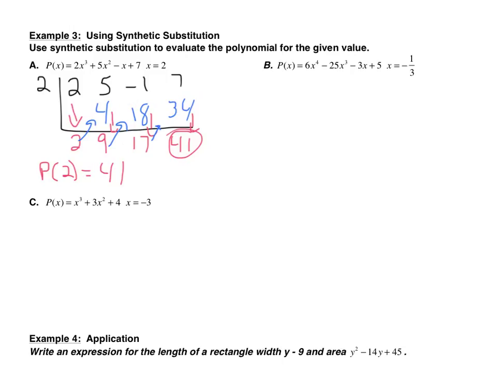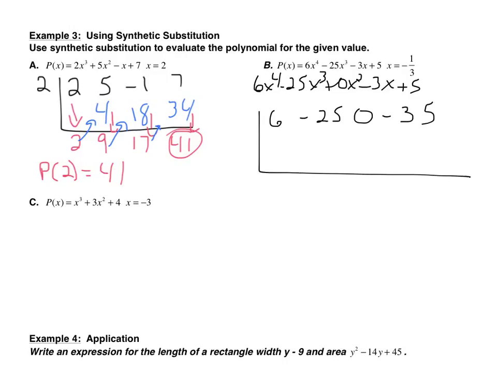We have 6x to the 4th, x to the 3rd. We're missing x squared, so we need 6x to the 4th minus 25x cubed plus the 0x squared minus 3x plus 5. So I have 6, negative 25, 0, negative 3, 5, and I'm using negative 1/3. So we bring down the 6. Multiply 6 times negative 1/3, we get negative 2. Add, I get negative 27.